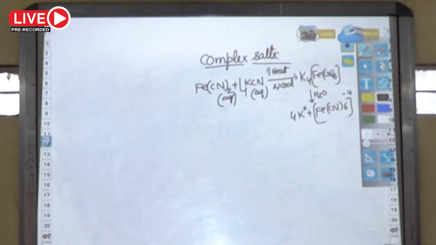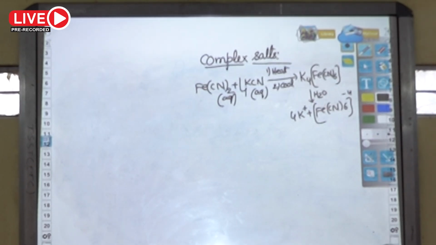This is the basic difference between a double salt and a complex salt. If it is a double salt, it will break into potassium ions, ferrous ions and cyanide ions. But if it is a complex salt, it breaks into only 2 parts: one complex ion in the bracket, and other ions outside the bracket. So complex salts do not completely ionize in water, whereas double salts completely ionize.